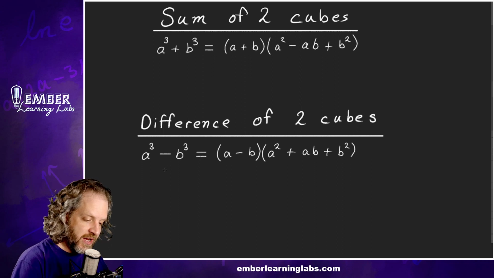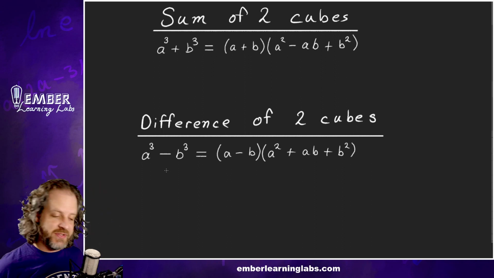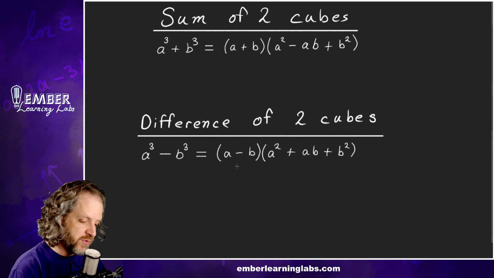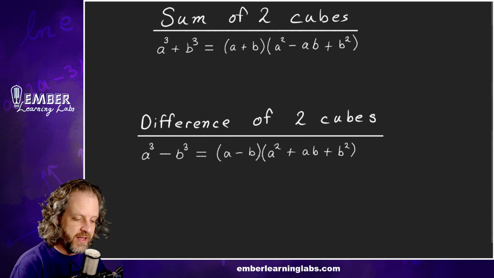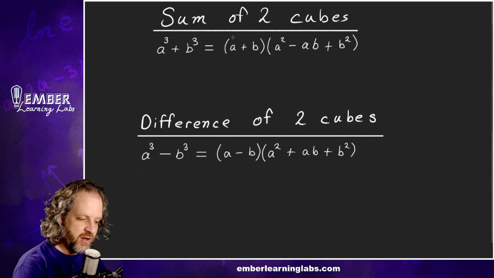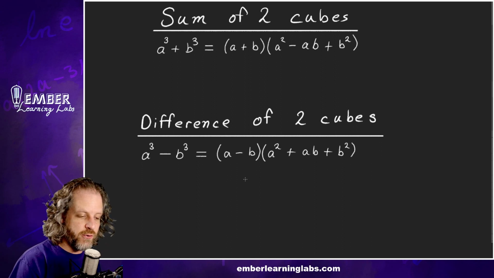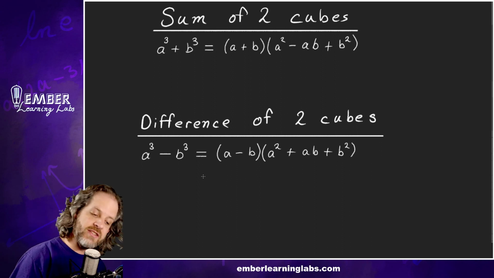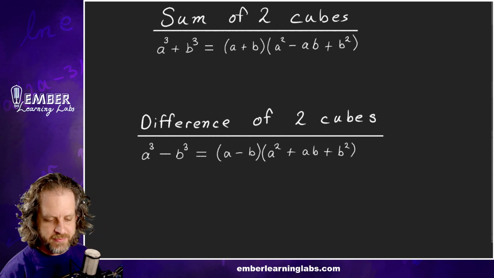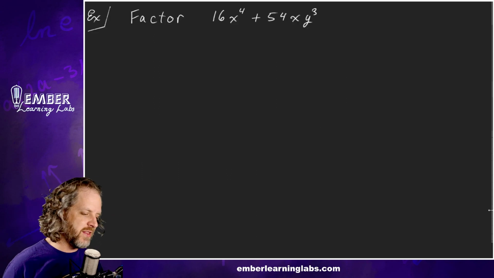You notice the difference of two cubes is the opposite. When we have the difference of two cubes, we have minus here, and then it's all pluses on the inside. So sum of cubes is plus minus. The difference of two cubes is minus plus, right? Other than that, the formulas are the exact same. These are things that you're going to have to memorize. Let's look at some examples of factoring those things.